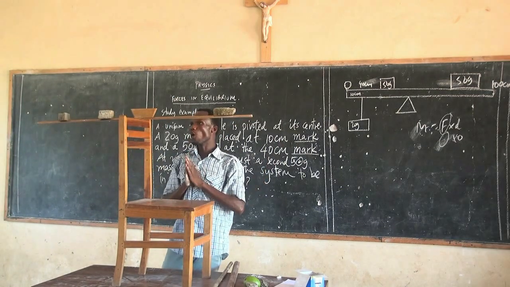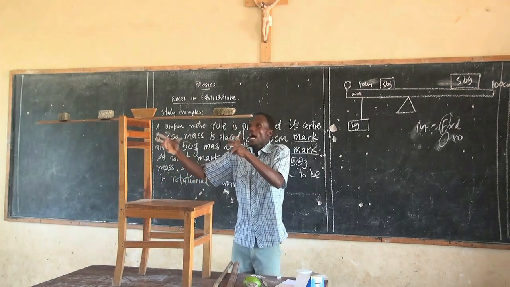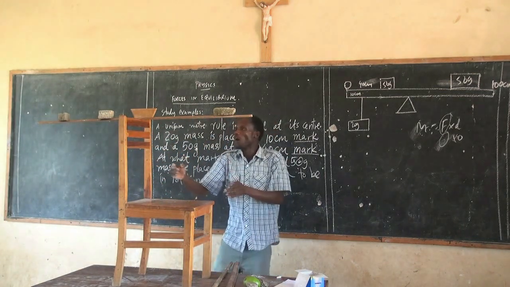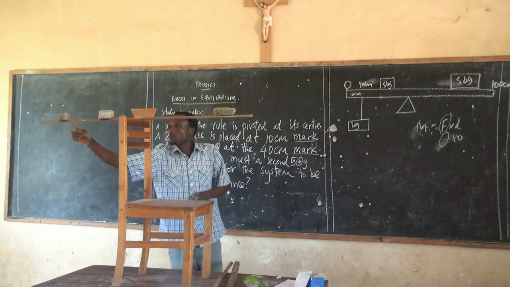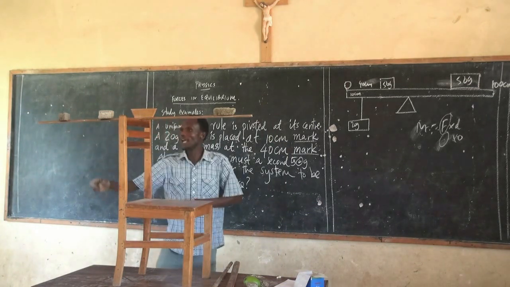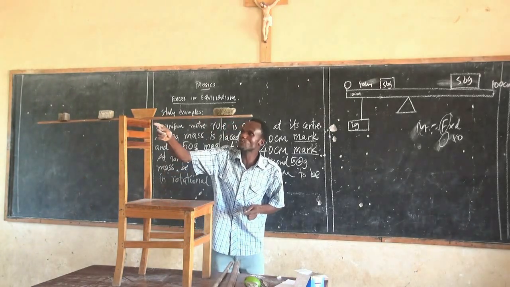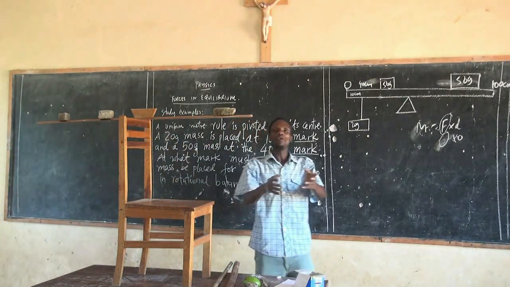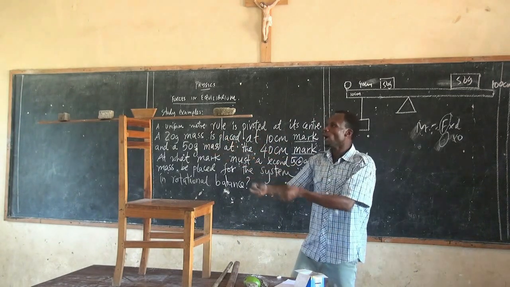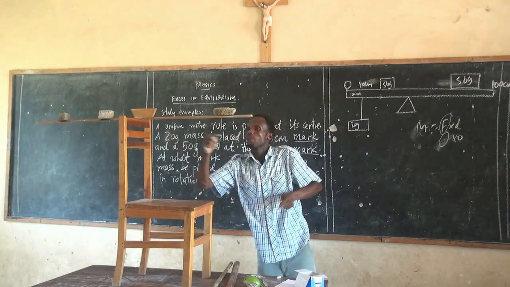Now it is balanced. So we were trying to look at what mark we balance. Now the distance from here up to here is 10 centimeters. The distance from here up to here is 40 centimeters. But what is the distance from here up to here? If we were doing the experiment, we would have taken a ruler and measured from here up to here.